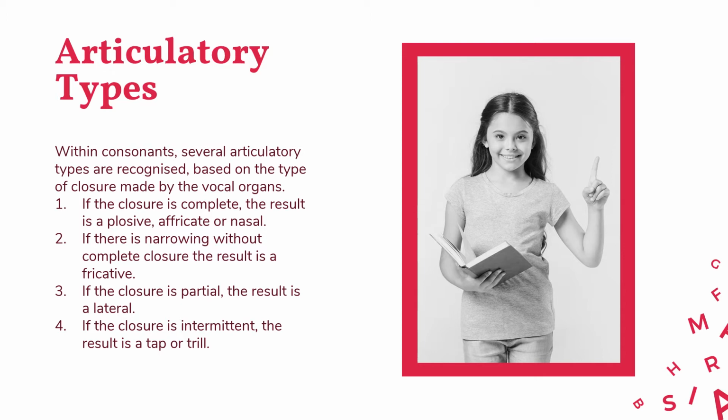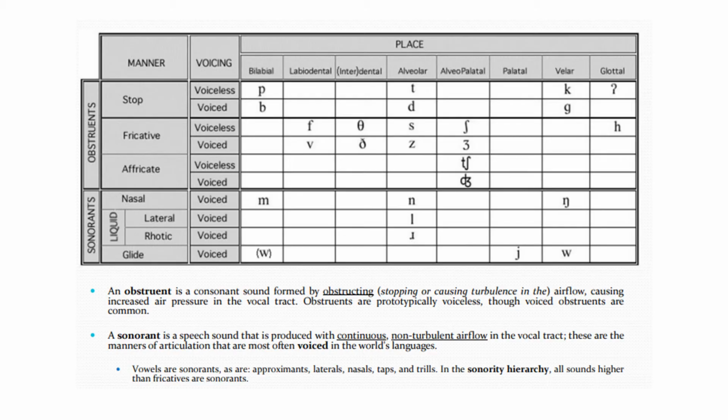But here, I would like to discuss further about type 1, 2, and 3. Here is the summary of consonants, especially in the category of manner of articulation. Here you will see the terms sonorants and obstruents.